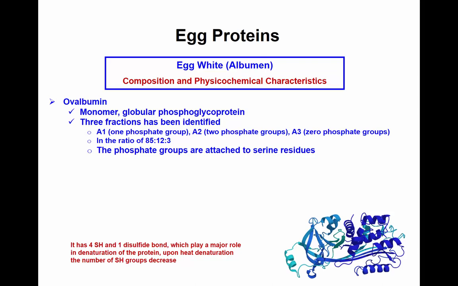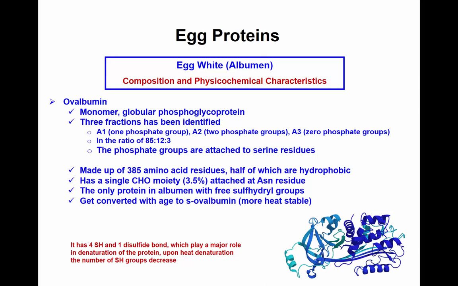So differentiating the different proteins now. Like I said, ovalbumin is the main component of egg proteins, egg white, that is. It's a monomeric protein, and it is a phosphoglycoprotein. That means it's a protein that has phosphate groups and also carbohydrate groups. And then there are three different fractions identified, and they differ by the number of phosphate groups that they have. And this would be their ratio in the egg white.